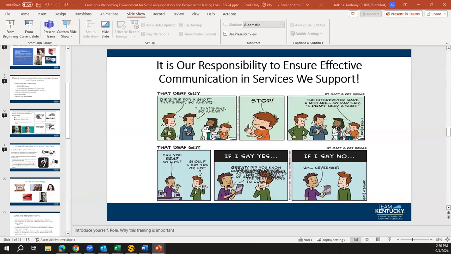But as this comic strip at the bottom shows, the hearing person says, can you read lips? Then the deaf person has to wonder, should I say yes? This is what it's going to look like. Everything's going to be garbled. It's going to be all over each other. What is going on? I've kind of lost it. And then the end result is not going to be effective at all. So if they say no, then the person just gives up and goes away. So again, it's our responsibility to provide access to communication for our services.